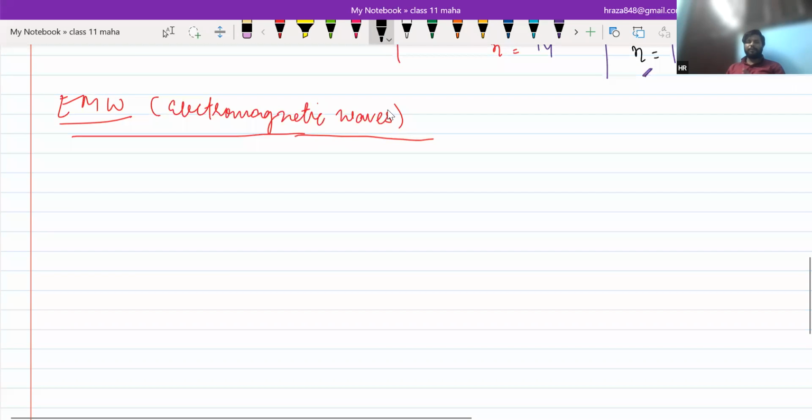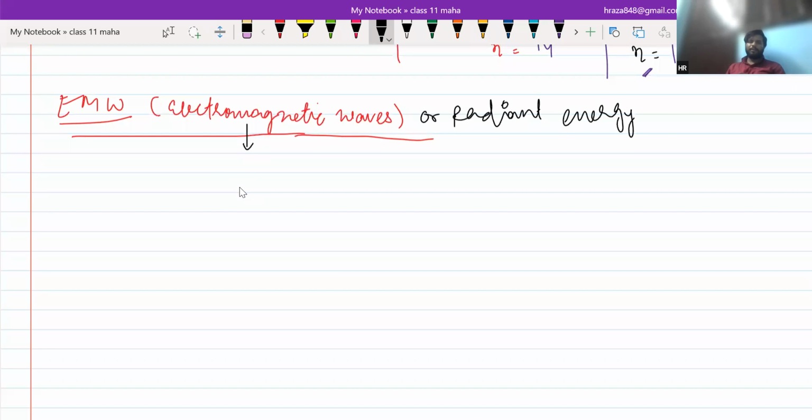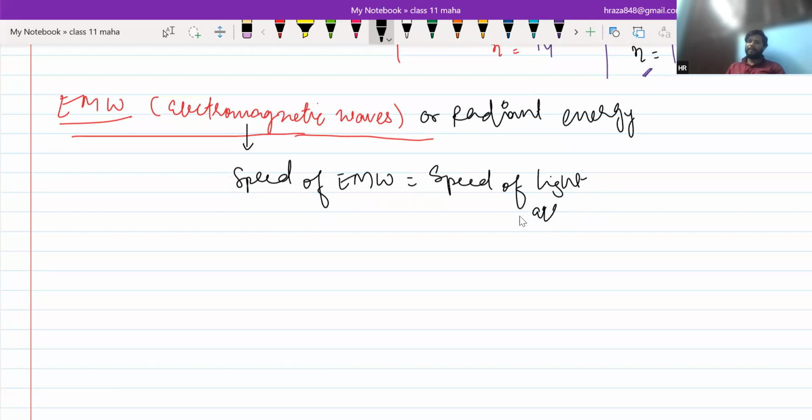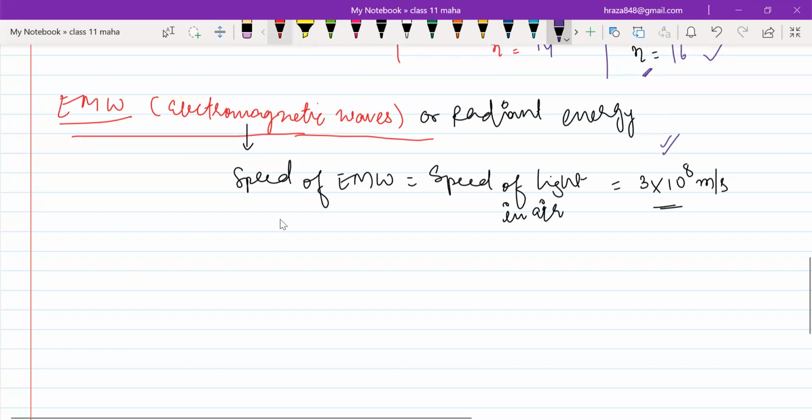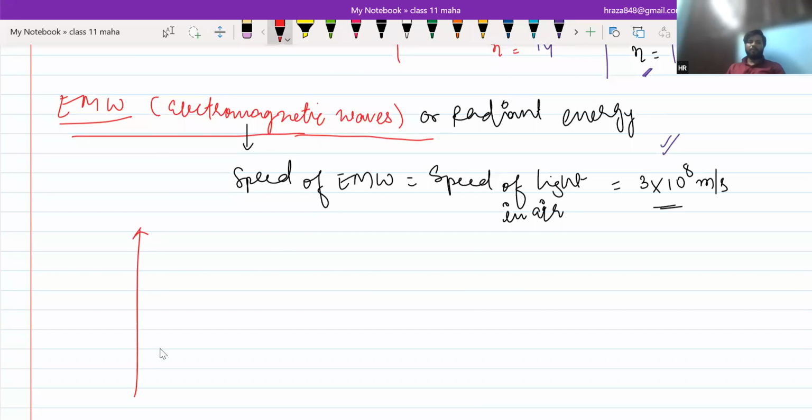First of all, you can write radiant energy. Now always remember that the speed of electromagnetic waves is equal to the speed of light in air or vacuum. So what is the speed of this? 3 into 10 raised to the power 8 meters per second. You have studied that the speed of light in air or vacuum is almost equal to 3 into 10 raised to the power 8 meters per second. Is that clear? Yes.